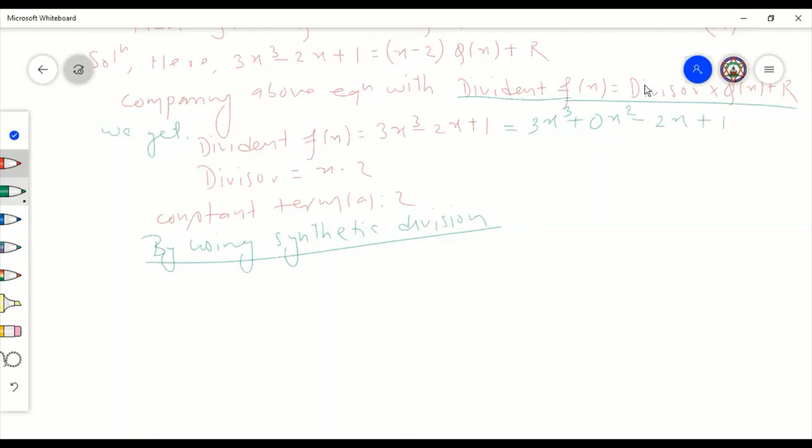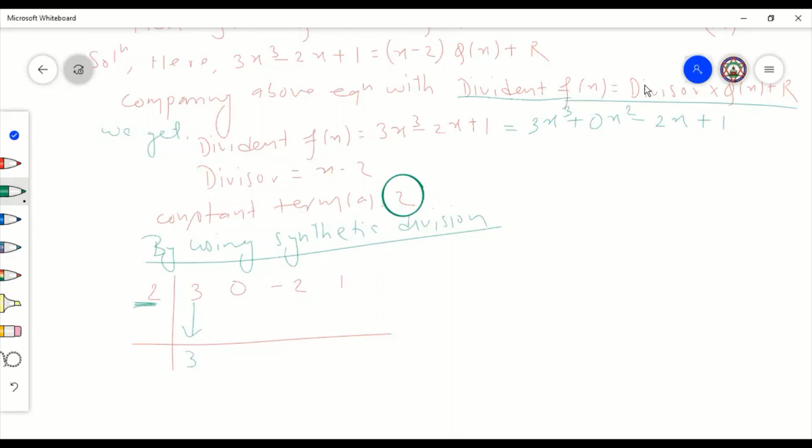So we can take the coefficients: 3, 0, minus 2, as well as plus 1. Okay. So now we can make one box here. Here we write the constant term, the value of a, which is 2. So now this 3 will come down as it is.